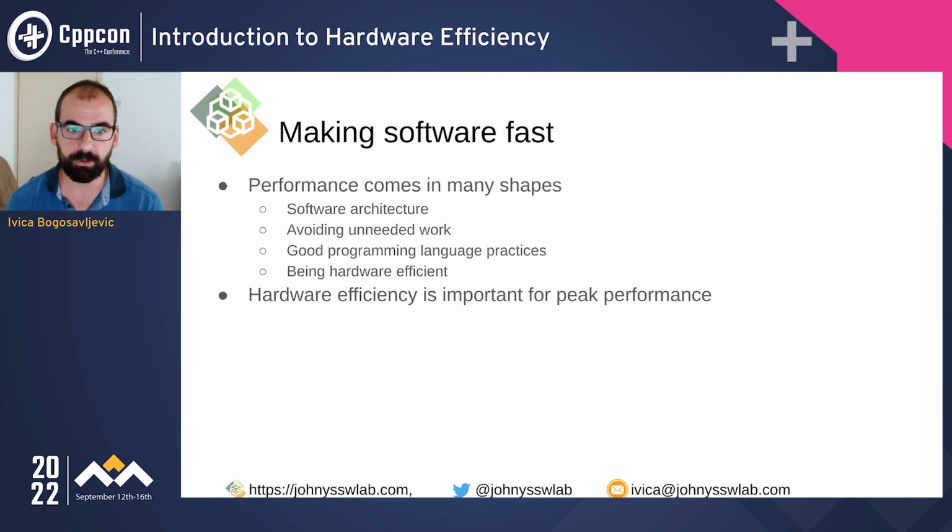You want to follow good programming language practices. For example, you want to forward classes by reference and not by value. You also want to have a compiler that is configured well to create efficient machine code. And then finally, one of the important aspects of making software fast is being hardware efficient. So you want your software to use the underlying hardware, CPU and memory mostly, but also disk and network, in the most efficient way possible. Now, if you are striving for peak performance, the best possible performance, hardware efficiency is definitely something you need to take into account.